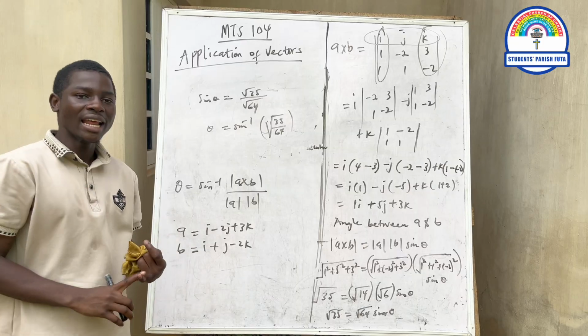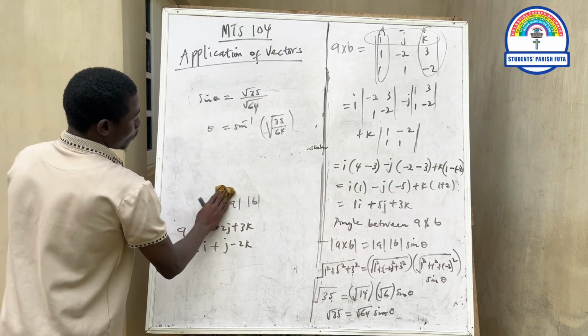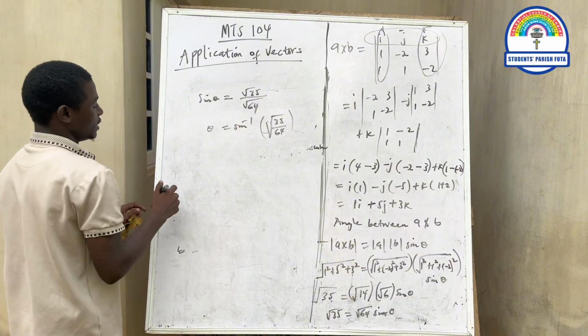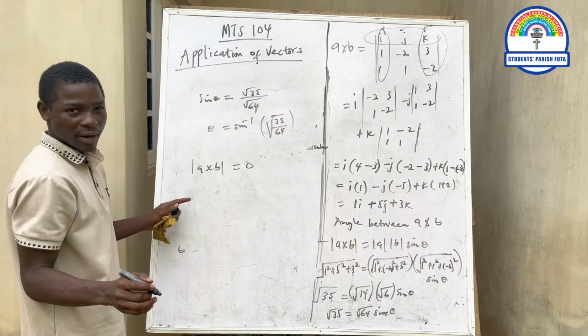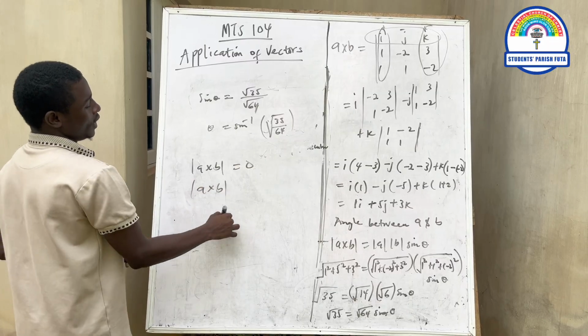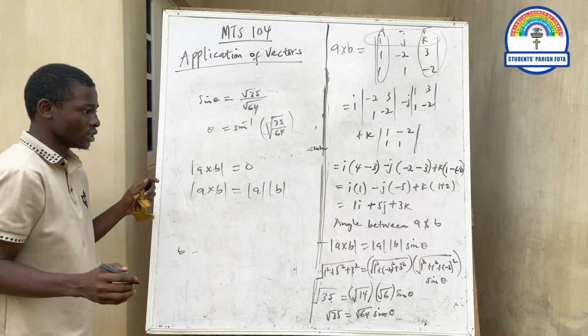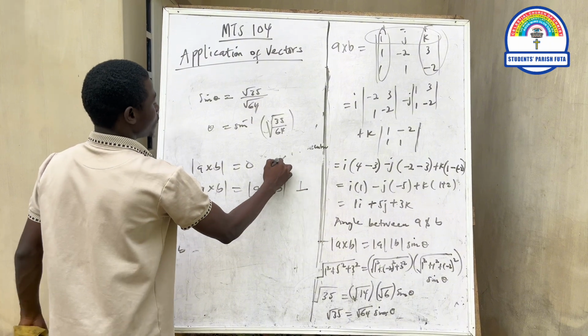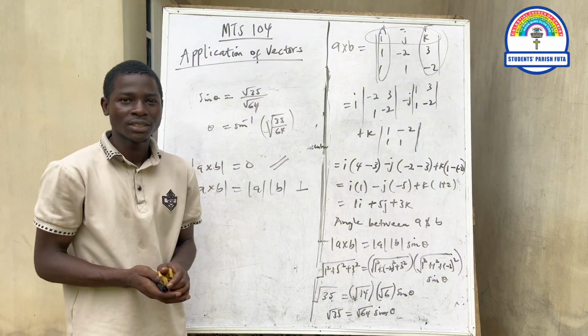So if it is for parallelism, once you do your A dot B, it should give you 0, then you know A and B are parallel. If it is perpendicular, once you get your A dot B modulus, the answer should be the same as A modulus times B modulus. So that is it on scalar product and vector product.